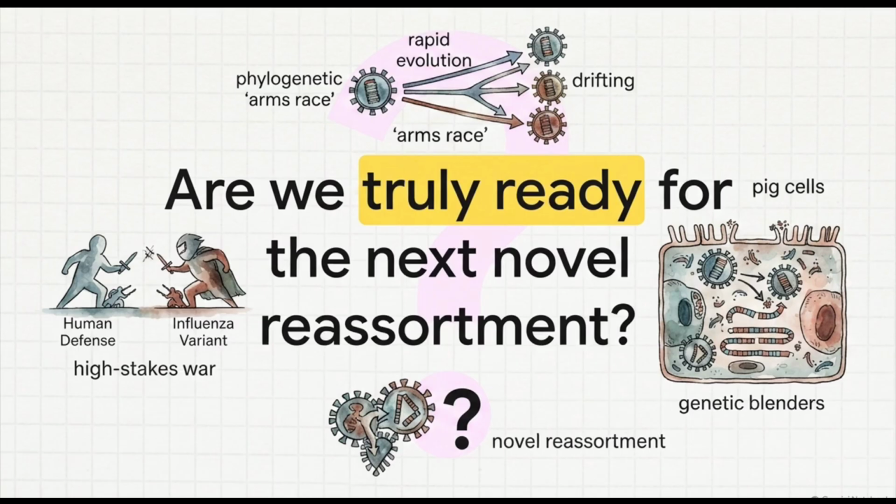So, we've unpacked the virology, the devastating complications, and our best medical defenses. But we have to leave off on a bit of a sobering note. As influenza continues its rapid evolutionary arms race, constantly drifting and inevitably shifting inside genetic blenders like pigs, are we truly ready for the next novel reassortment? It's a high-stakes war that is far from over.